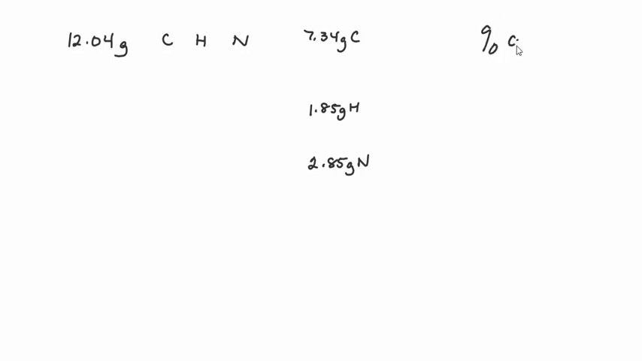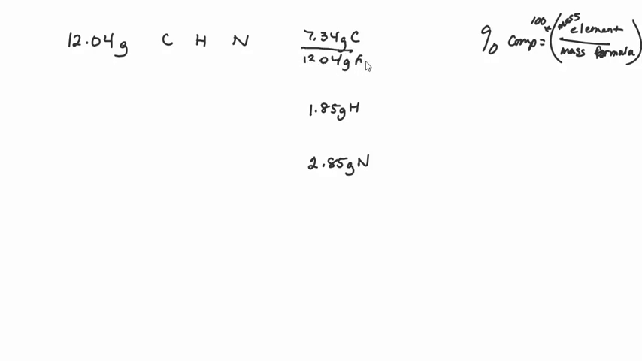Well, remember, our percent composition is going to be the mass of the element in the compound, divided by the mass of the compound or the molecule, so the formula, and all of that multiplied by 100. If we have the masses of the elements here, how are we going to find the formula mass of this compound? Well, we're told that it's 12.04. So if I divide each of these by 12.04 and then multiply by 100, then I will get the percent composition of each of these elements.